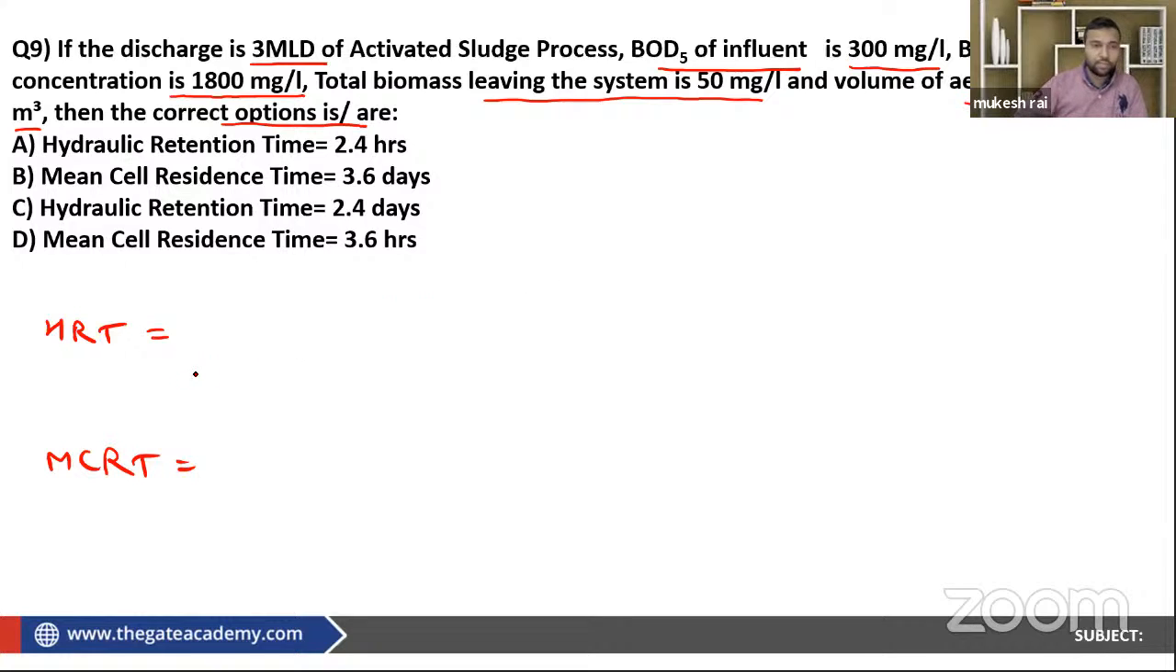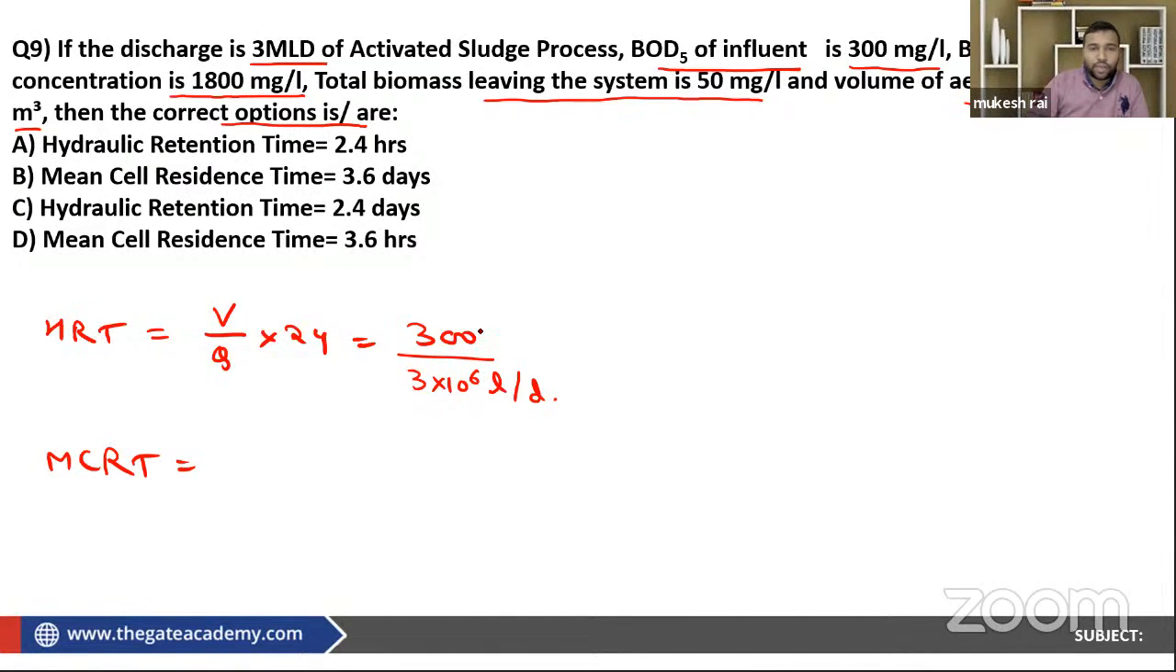Yes, Raj, correct. Now, what is the formula of hydraulic retention time? It will be V by Q into 24. V is given in the question, that is 300 meter cube. And Q is given as 3 into 10 to the power 6 liter per day.